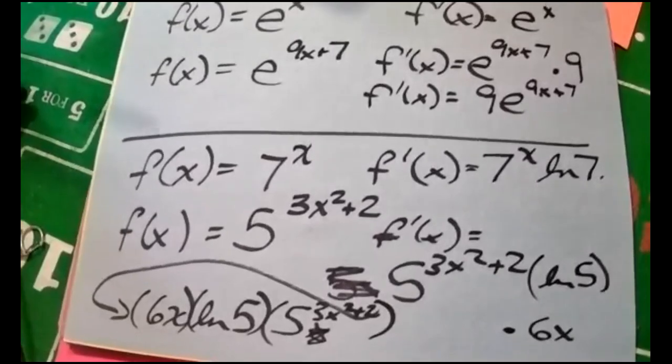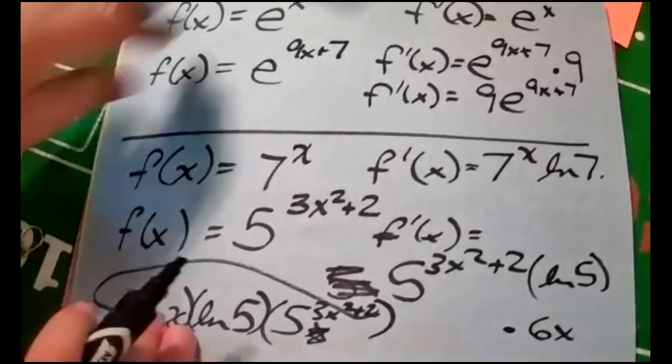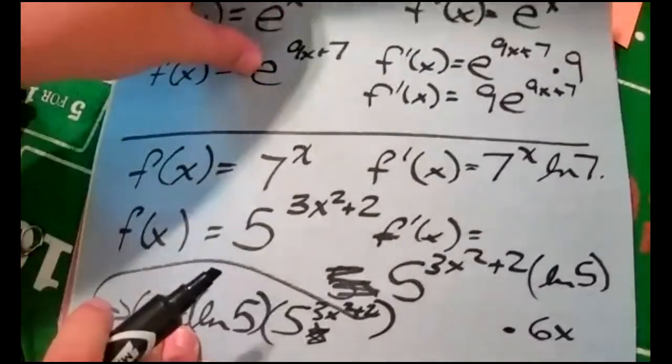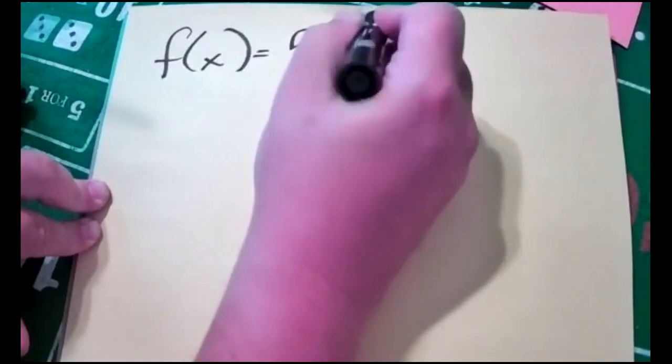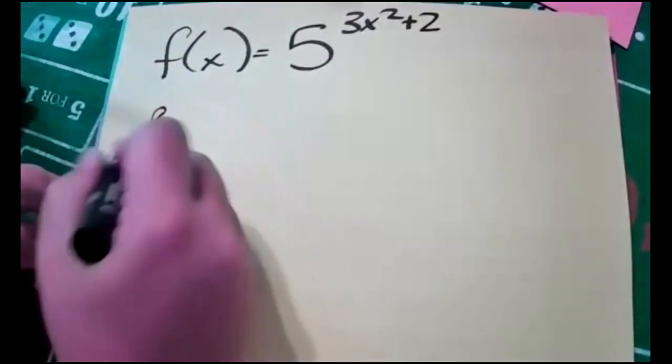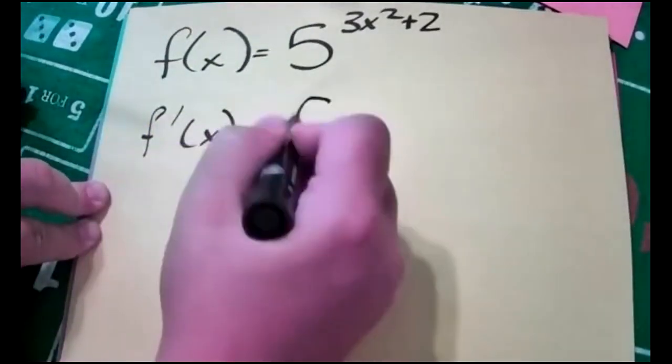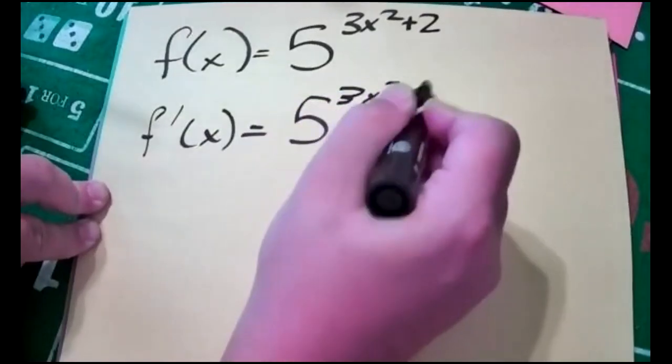It's a little bit sloppy, but I'm hoping that you'll understand what I'm saying. I'll write it one more time to make it really clear for us. For the function f of x equals 5 to the 3x squared plus 2, you're going to say f prime of x is just what you're looking at, 5 to the 3x squared plus 2, but you have to multiply by a couple of things.